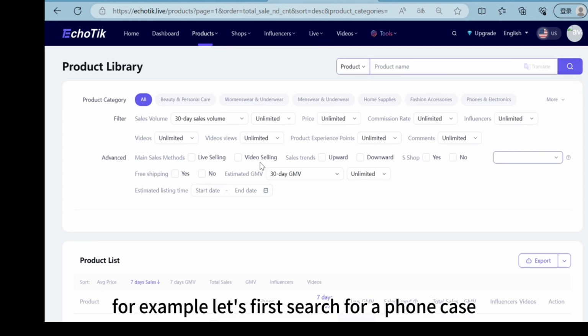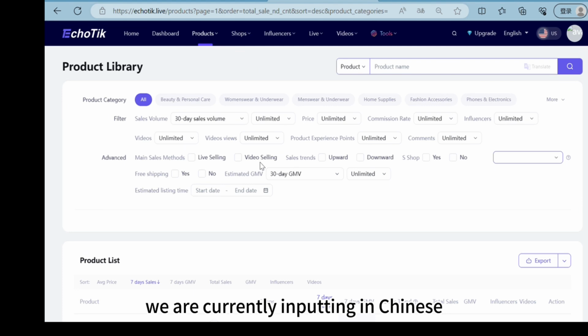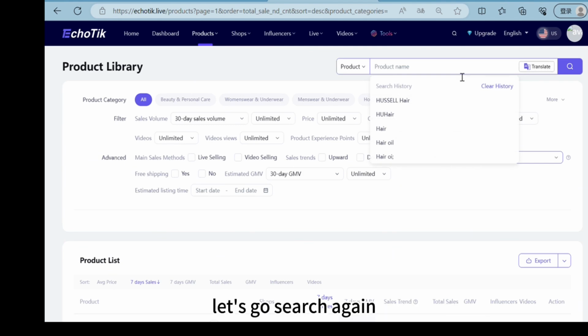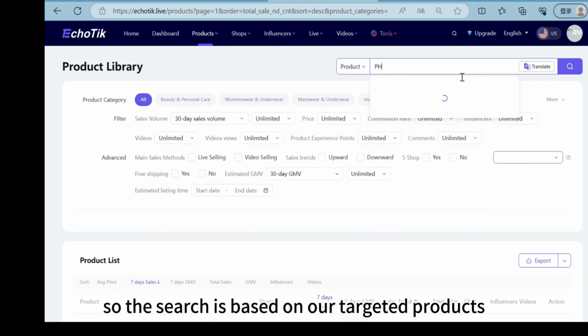For example, let's first search for a phone case. We are currently inputting in Chinese. But what makes our EchoTik very intelligent is that we can directly translate it into English for you. Let's go search again. So, the search is based on our targeted products.